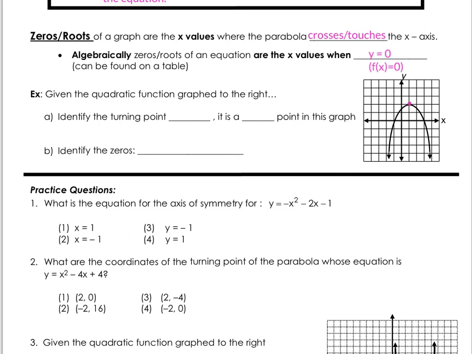So the turning point is where the parabola starts going the opposite direction. We can see it here at 1, 2. I put a little pink dot there. That's the turning point. And for this graph, that is a maximum point on this graph.